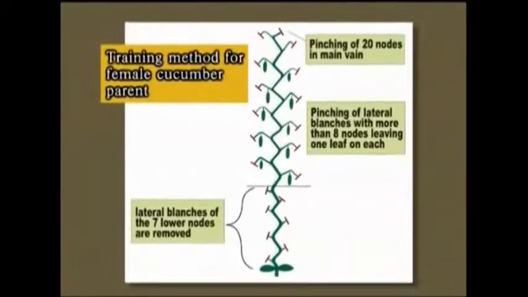For the female cucumbers, first remove all lateral branches below the 7th node. Since it's a lateral branching type, leave the lateral branches that develop from the 8th node and leave 1 leaf above the node where the female flower is developing on the lateral branch, pinching off the growing tip early.